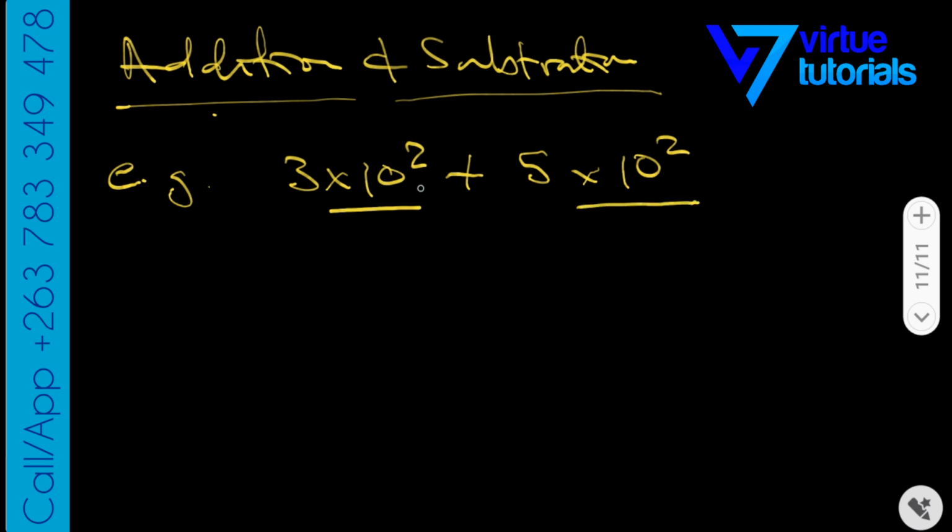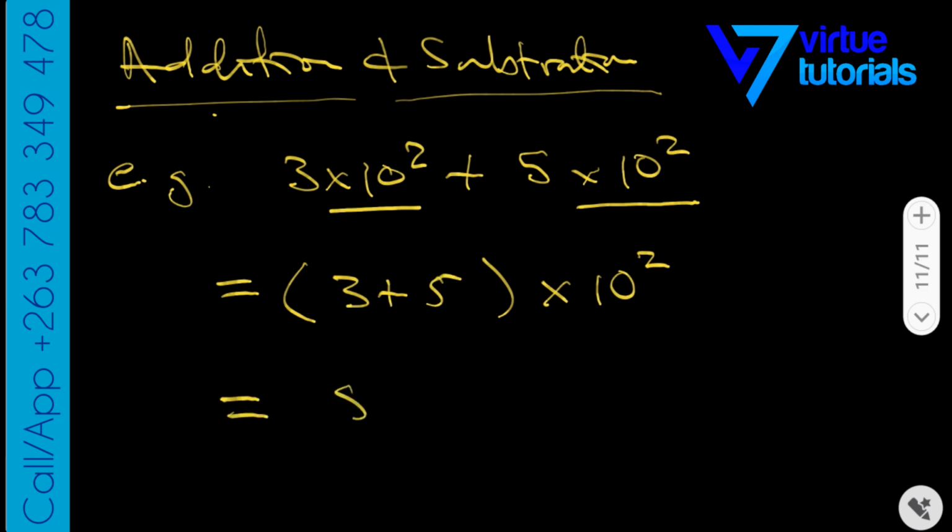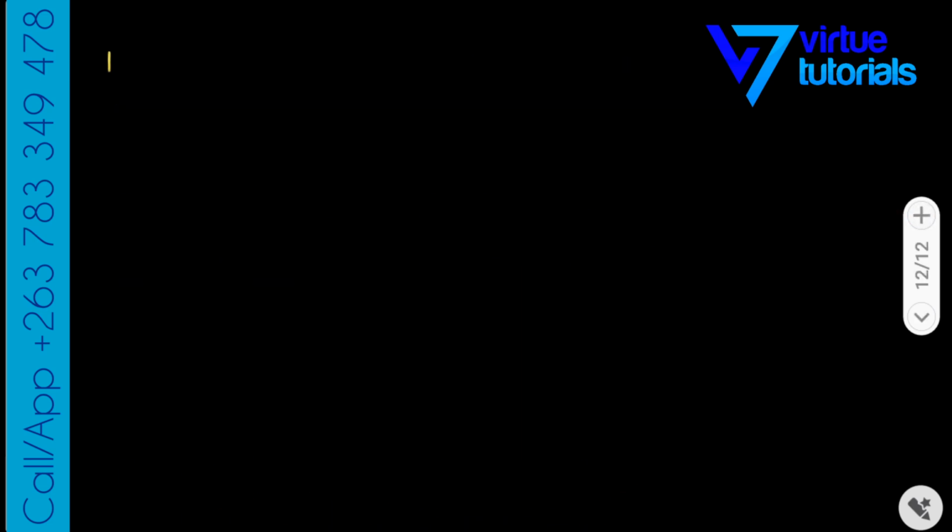So if this is the same, 10 to the power 2, 10 to the power 2, we can simply factor that out, that's 10 to the power 2, and then add 3 and 5 directly. 3 plus 5, then I get 8 times 10 to the power 2. It's all the same. So the same thing can be done for subtraction, as long as the powers are the same.